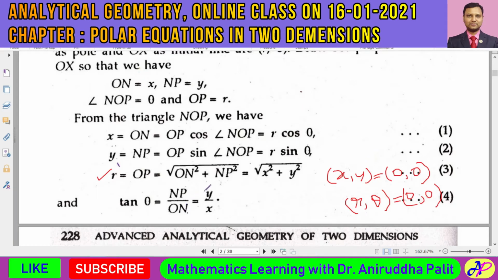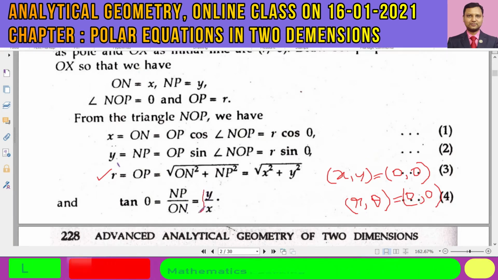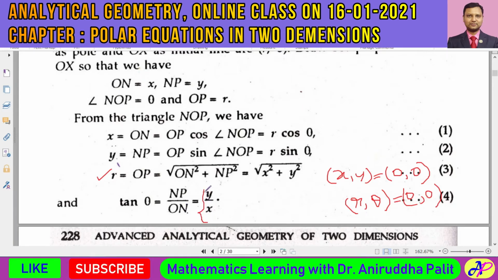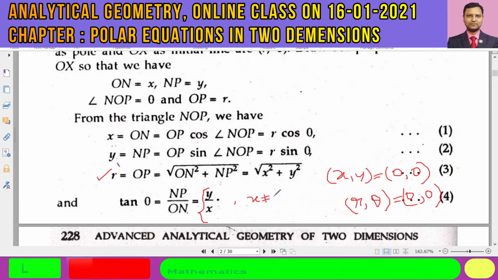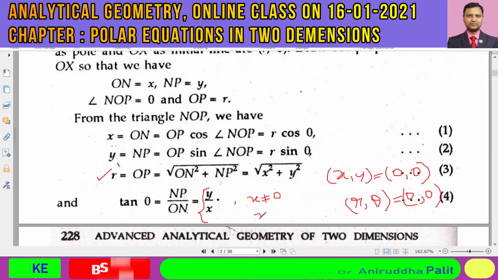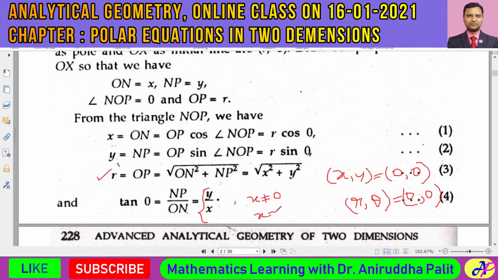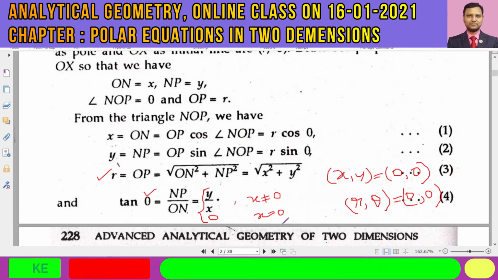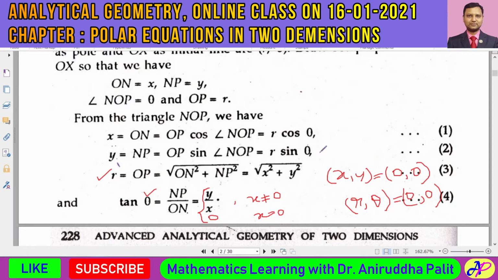So what we can say? We can say that this formula is true in this way: whenever x is not equal to 0, tan theta should be equal to y by x. And whenever x becomes equal to 0, this tan theta would be equal to 0, so that theta becomes equal to 0. Got it? Therefore, we should write theta in this fashion.